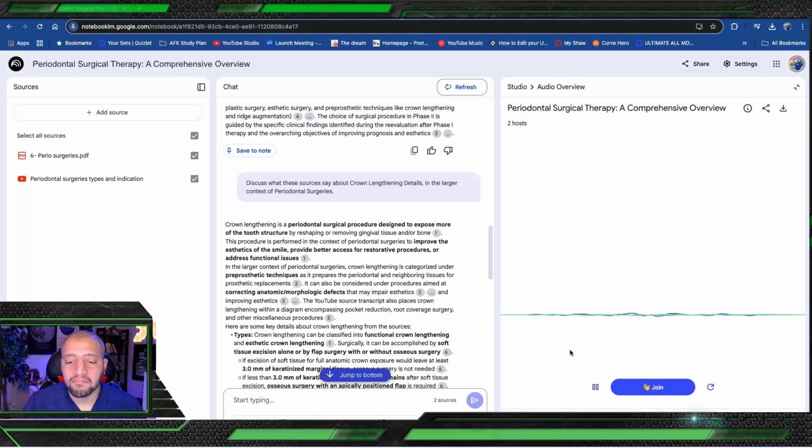It can. The source mentions this is often done in conjunction with other procedures, like connective tissue graft, to get the best coverage, especially for multiple teeth or larger areas of recession. Interesting. So when would we not?